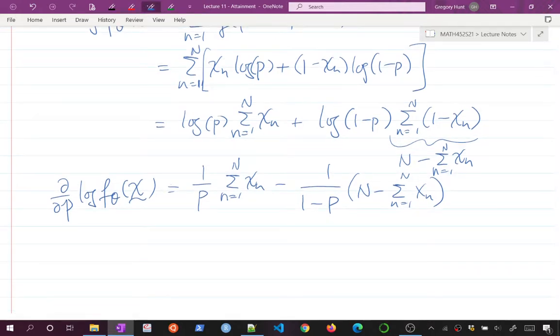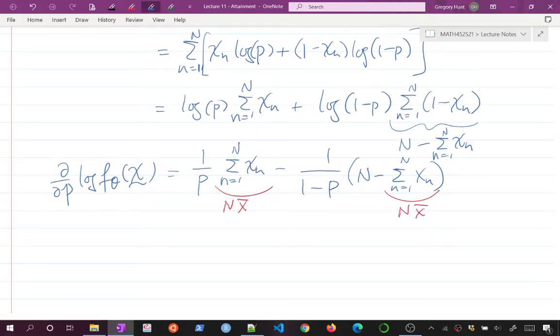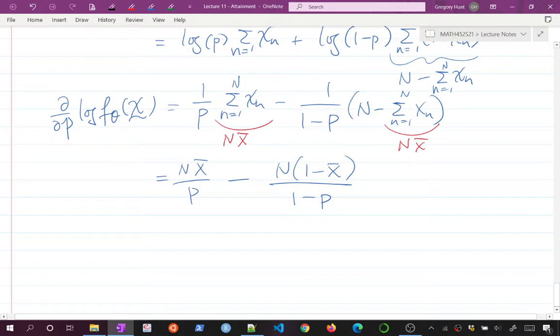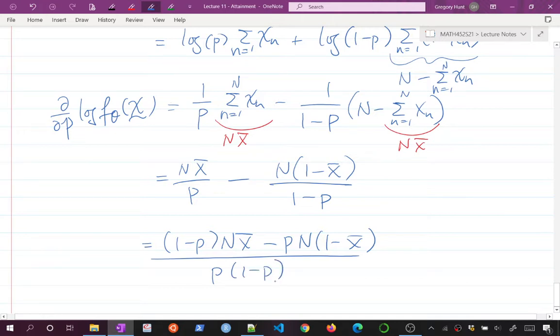Now, I really don't want to have to write these sums a bunch of times. Notice that the sum of xn's is the same thing as n times x bar. So I can replace these with n times x bar. And that will make me happier because I don't have to write the sigma notation a bunch of times. So what I get is n x bar over p minus n times 1 minus x bar over 1 minus p. And I want to simplify this more, so let's cross multiply. This is 1 minus p times n x bar minus p n times 1 minus x bar, over p times 1 minus p.